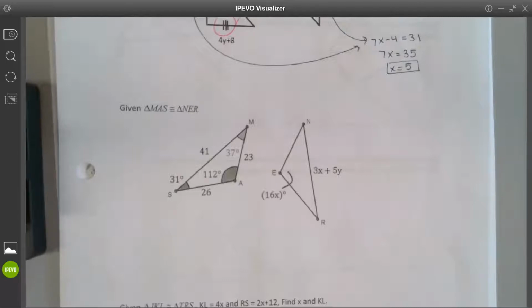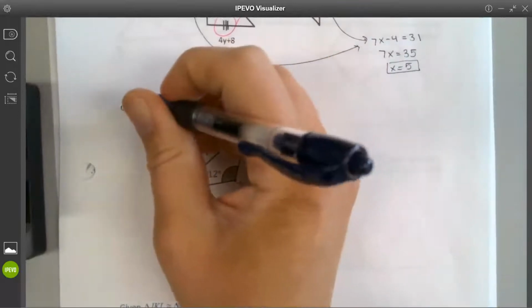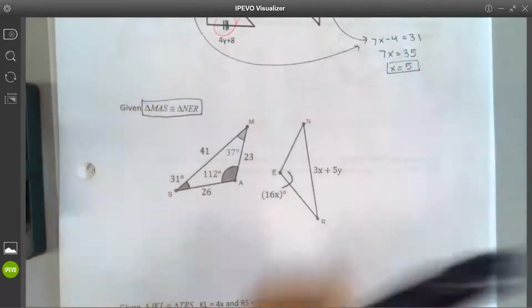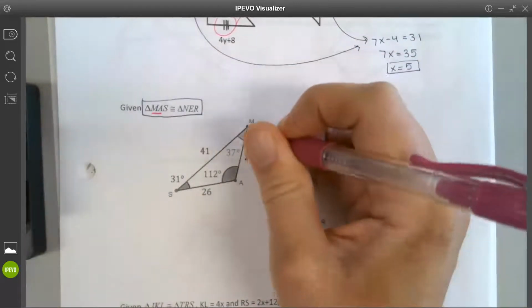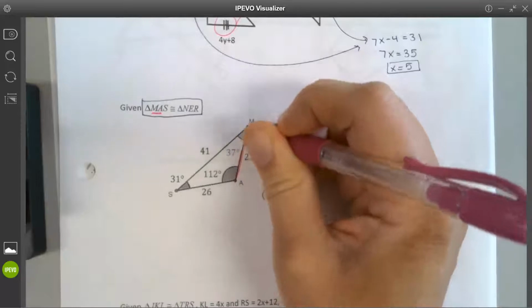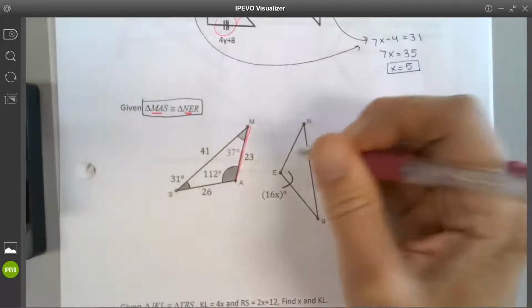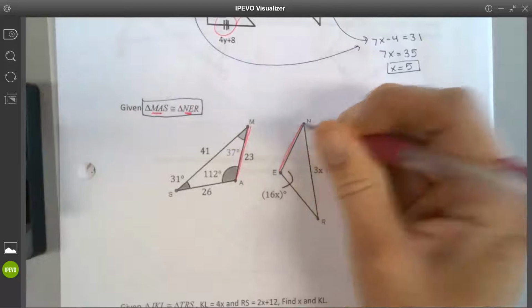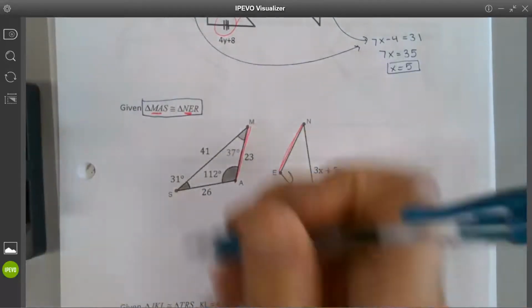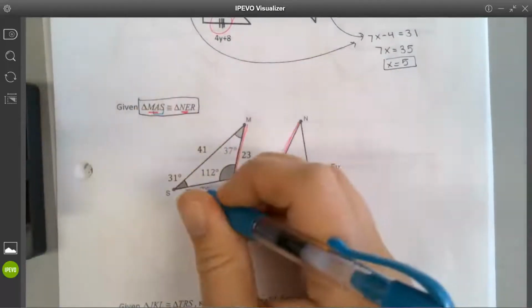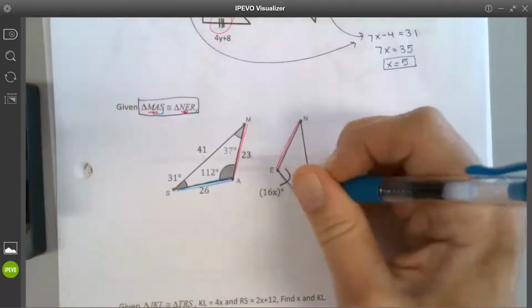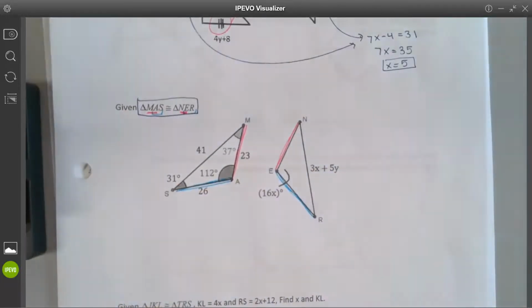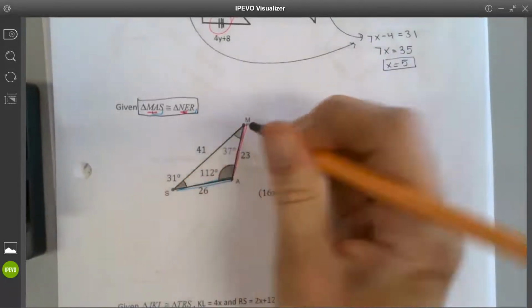So if I know that triangle MAS is congruent to triangle NER, then I know that MA, which is from here to here, is corresponding to NE, okay? And I know that AS is congruent to ER. Okay, and then my last side obviously would match up here as well.